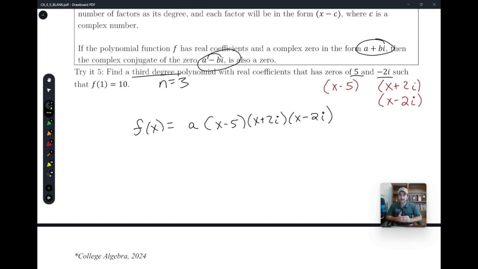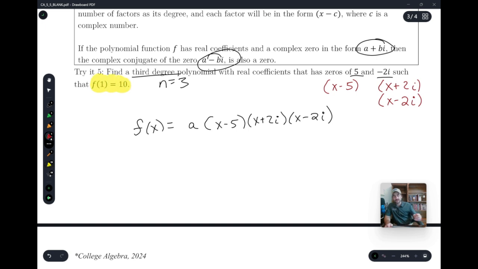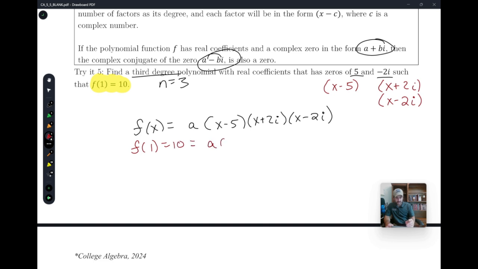And now our question is, well, how do we find that a? How do we find that leading term? They've given us a point to plug and chug. And if we plug and chug that point, we can hunt down that leading term just fine. So let's do it. Plug in 1 to x. So f of 1 equals 10 equals a times 1 minus 5 times 1 plus 2i times 1 minus 2i.